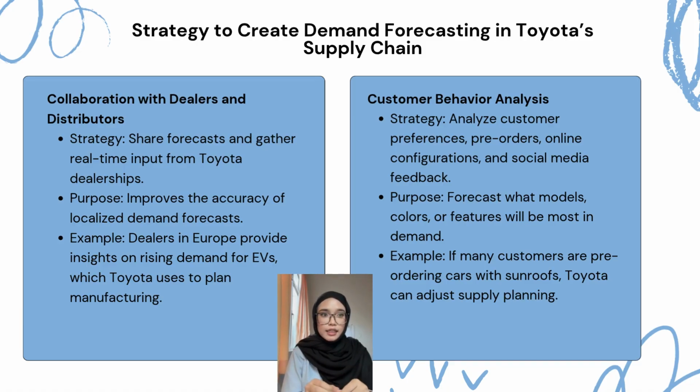For the last point for this strategy is customer behavior analysis. For the strategy is analyze customer preference, pre-orders, online configurations and social media feedback. Purpose dia forecast what models, color or features will be most in demand. For example, if many customers are pre-ordering cars with sunroof, Toyota can adjust supply planning.